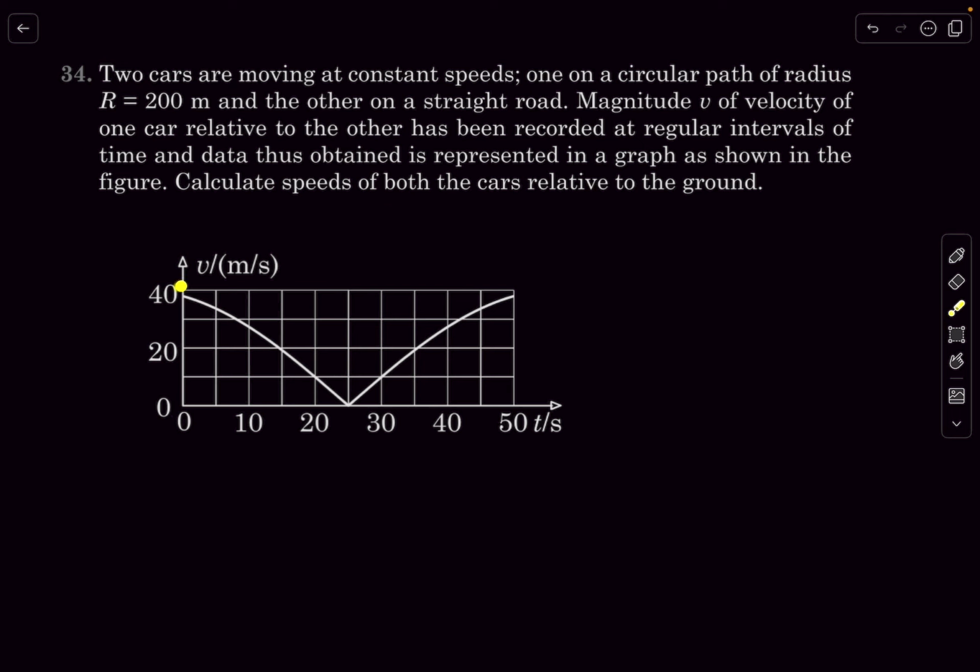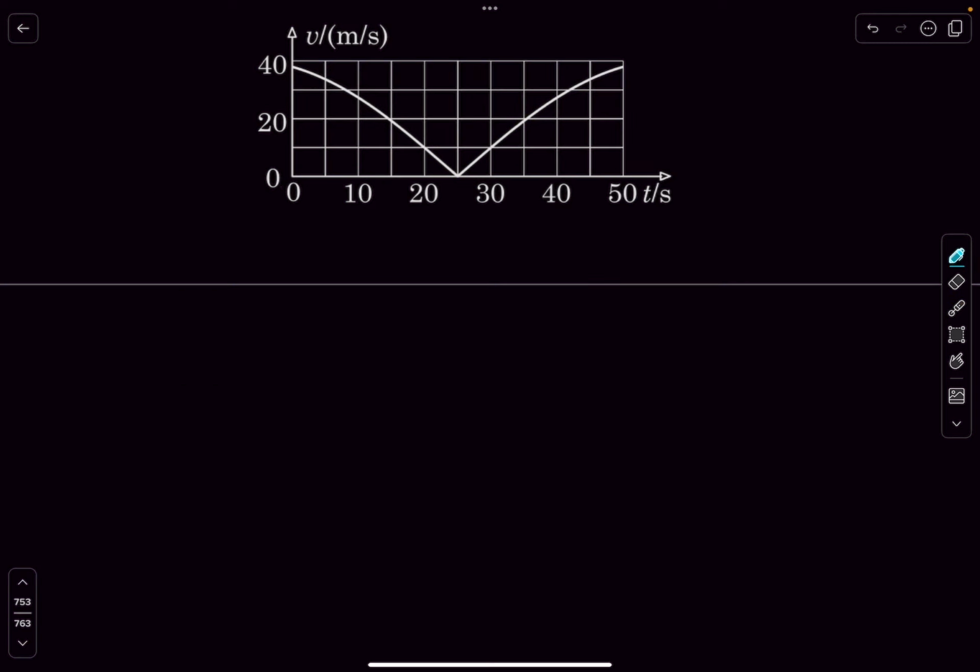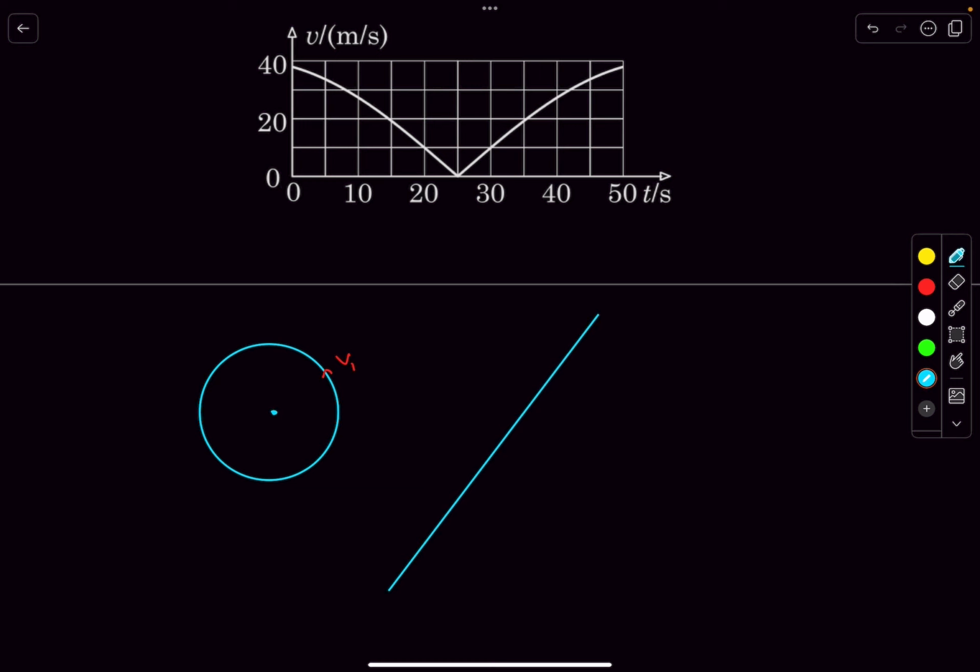Okay, so this is the graph that is given to us. So kind of a curved graph for the initial 20 seconds, and after that it becomes kind of straight, right? And the other half is exactly the mirror image of this half, right? Okay, so one of the particles is moving along a circle and the radius of the circle is given, and let's just say this speed is equal to v1. Okay, and another particle is moving along some arbitrary direction in a straight line. Let's just say its speed is v2 and the direction unit vector, let's just say it is a cap.